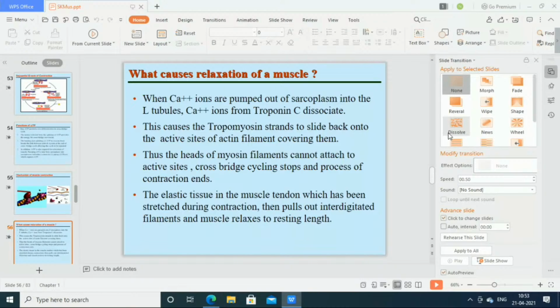Now relaxation doesn't just mean stoppage of contraction. The muscle has to come back to the original length, and this is brought about by the series elastic component which I mentioned last time. I also mentioned that there are the contractile components like the actin and myosin. There are series elastic components, that is the elastic tissue present in the muscle tendon, and there is a parallel elastic component in the form of the epimysium, endomysium and so on. So the elastic tissue present in the muscle tendon, which has been stretched during contraction, then pulls the interdigitated filaments back to their original position, and the muscle relaxes to the resting length.